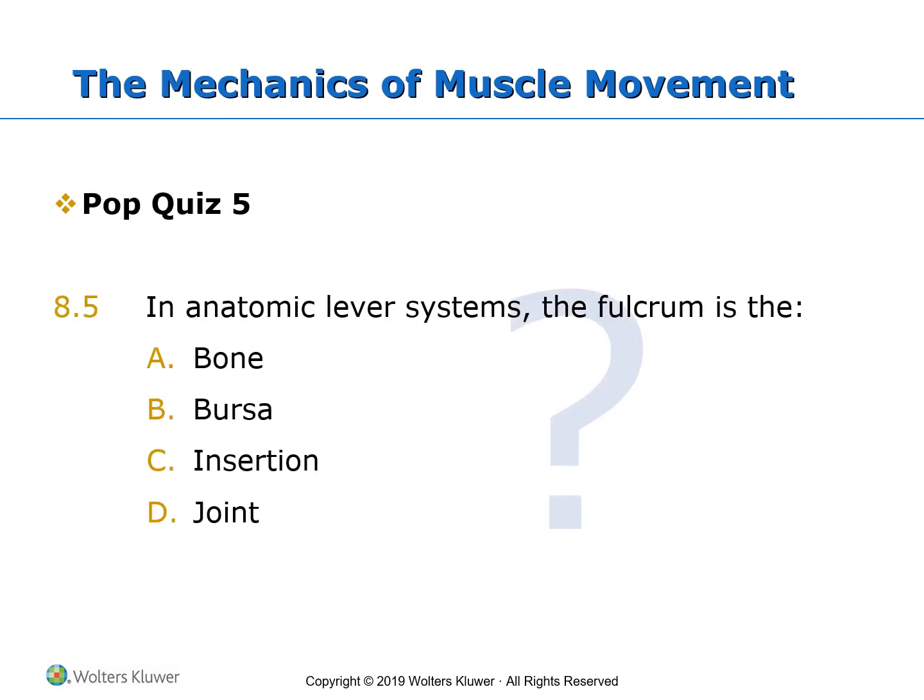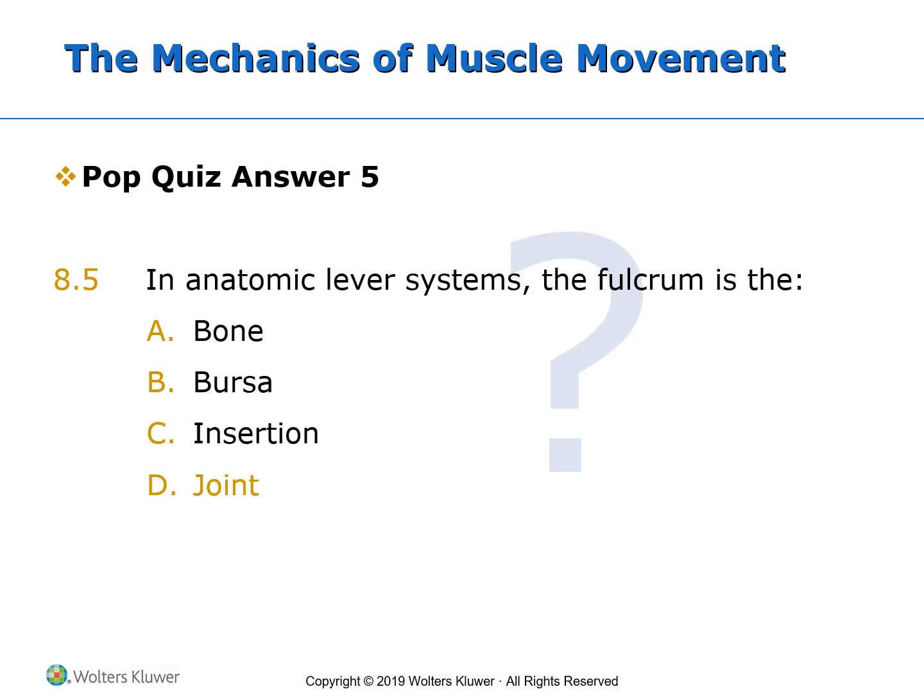Question number 5. In anatomic lever systems, the fulcrum is bone, bursa, insertion, or the joint. Joint is the fulcrum in the anatomic lever systems.